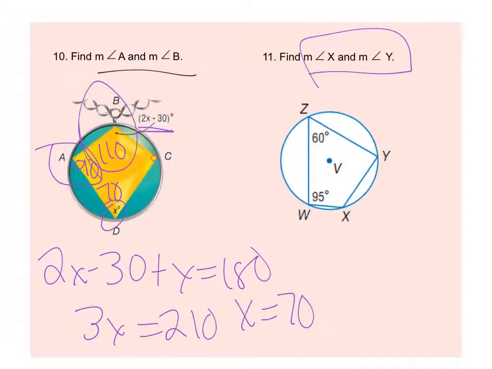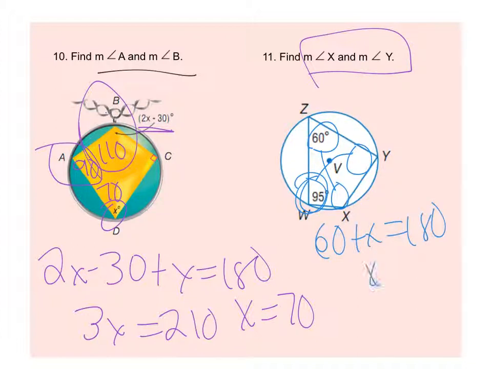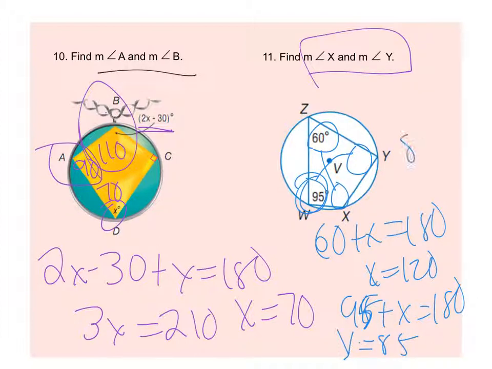So figuring out x and y, same kind of idea. 60 and the opposite have got to be 180. 95 and the opposite have to be 180. So 60 plus x equals 180. So x equals 120. 95 plus y equals 180. So y has got to be 85. So this is 85. X is going to be 120. There's my answer.